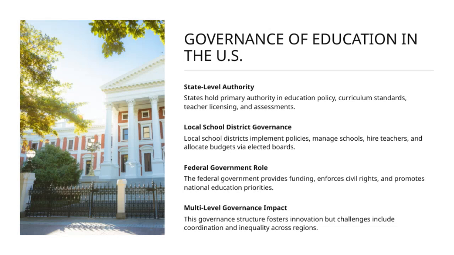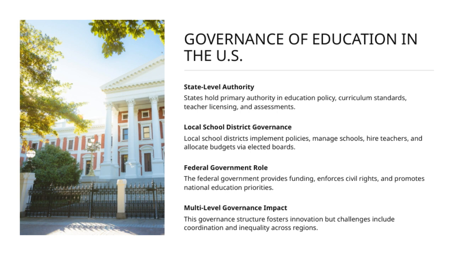So, when it comes to the governance of education in the U.S., the structure is quite layered and complex. First, we have the state-level authority, which is really central. States hold the primary responsibility for setting education policy, establishing curriculum standards, licensing teachers, and overseeing assessments. This means that most of the rules and standards that schools follow are determined at the state level, making states the main drivers of education quality and consistency.